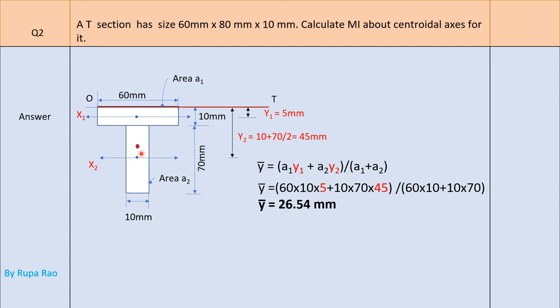Now how to show the y bar in the figure? Now suppose this is my centroid for the T section, then I draw here the axis xx, the centroidal axis xx of the T section, and the distance from this reference line OT to xx is our y bar. So I am showing the y bar here from this reference line up to xx, because our reference line is this. So y1 is also from that reference line, y2 is also from the reference line, and y bar also will be from the same reference line. So y bar is equal to 26.54 mm. So this is how we show the y bar in the figure.